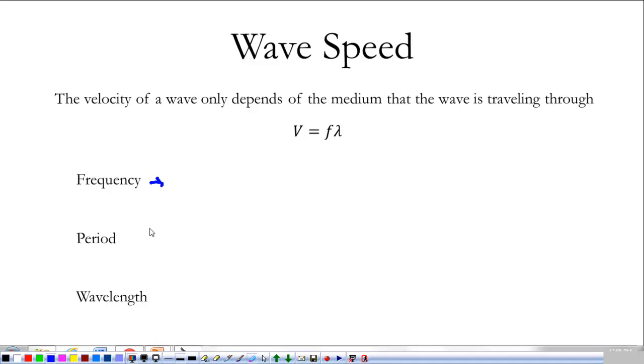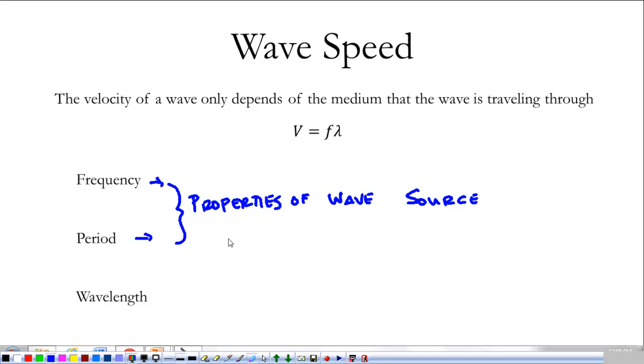When we look at frequency and we look at period, these are properties of the wave source, okay? Properties of the wave source. If we're talking about sound, it's the speaker that pushes the air. Remember that illustration of our compression wave? Well, the frequency of the compression wave has to do with how often that thing is pushing the air. That's not going to affect the velocity. How quickly that disturbance moves through only depends on the medium.